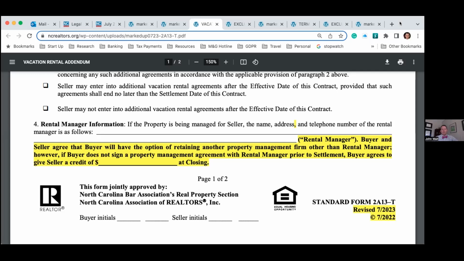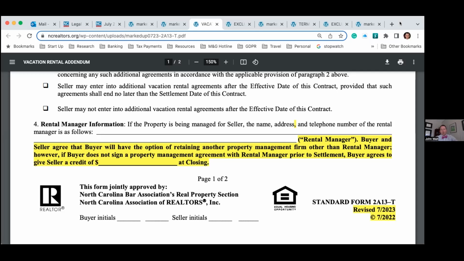And what it says is that it identifies the current rental manager, and then the buyer can go with whoever they want. But the agreement is that if the buyer doesn't hire the seller's property manager, then the seller's going to get a credit of blank at closing, to be negotiated between the parties.